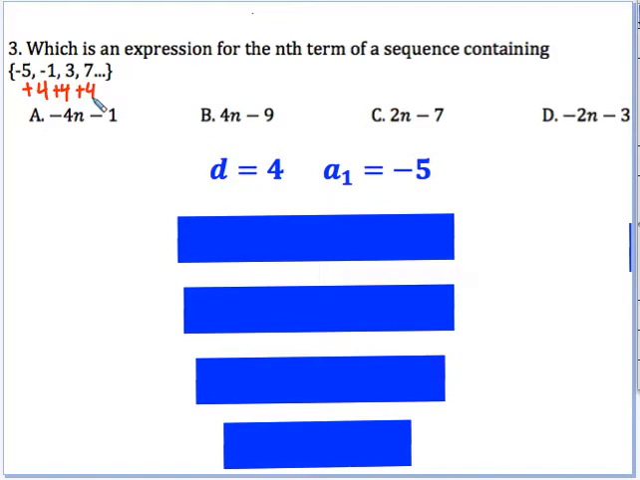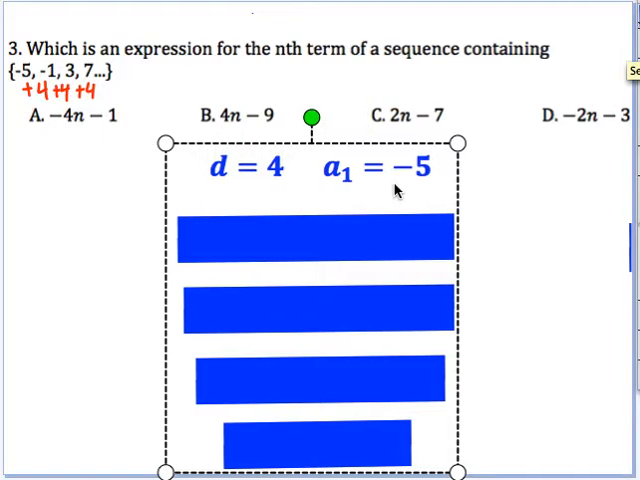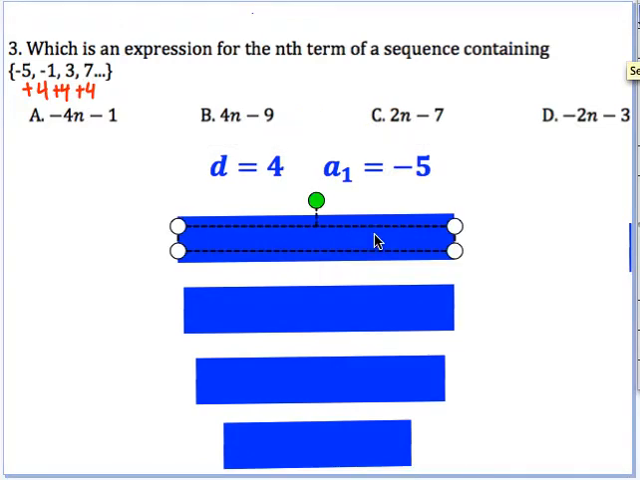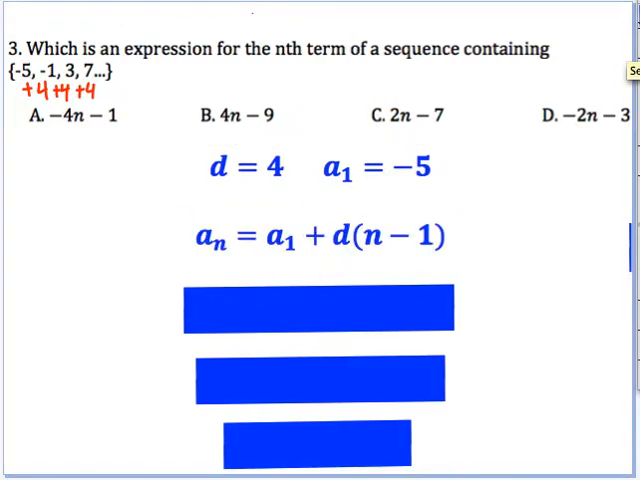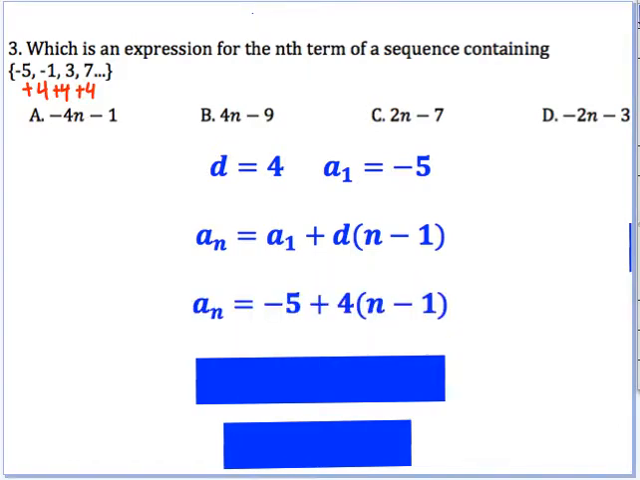So in this case, my common difference is going to be 4, and my first term is negative 5. So now I need to put that in my arithmetic sequence formula, and when I do that, I'm going to use my a sub 1 plus d times n minus 1. Well, I know that my a sub 1 is negative 5, and I know that my common difference is 4. Notice, though, none of these options are in that format.